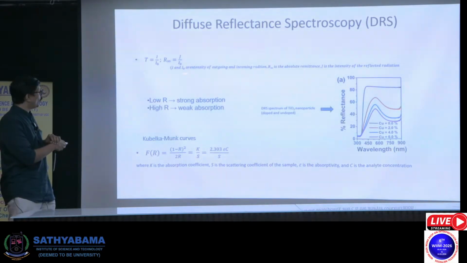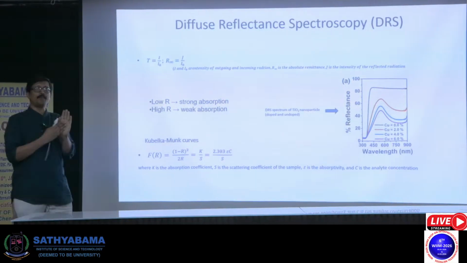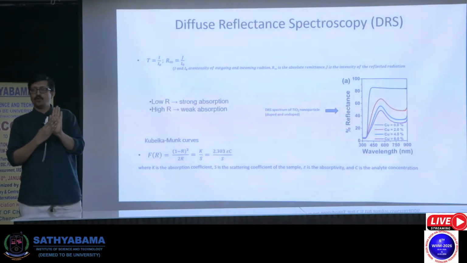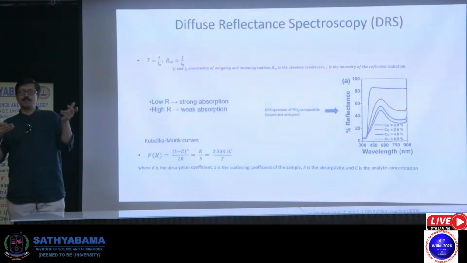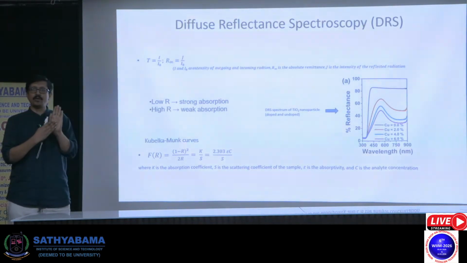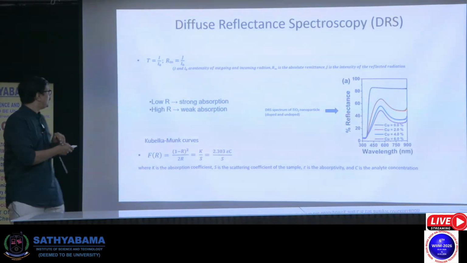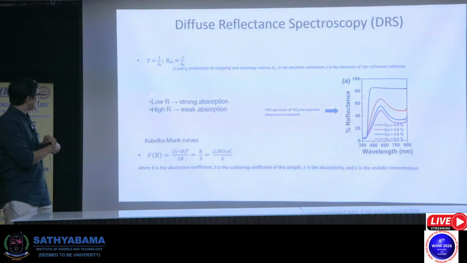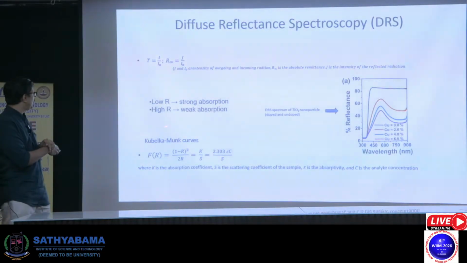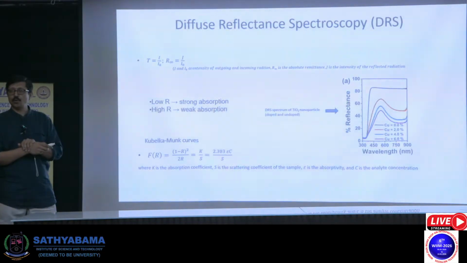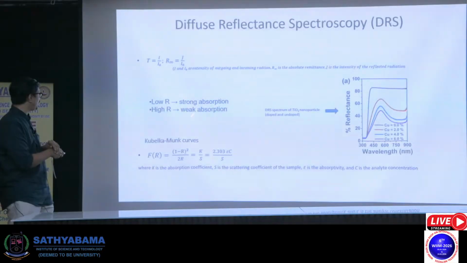So for measurement, what they do is they use some kind of a sample as a reference where the entire light is getting reflected. So some barium sulfate or some kind of powder, they will coat it and use it as a standard. Then you use your sample. The concept is that if the reflectance is low, absorption is high. If the reflectance is high, absorption is low. That is general common sense, right?